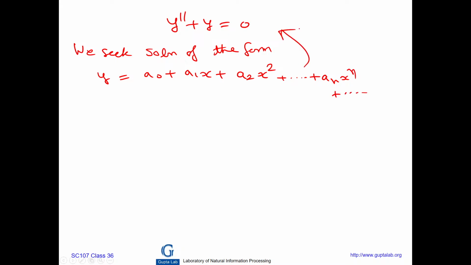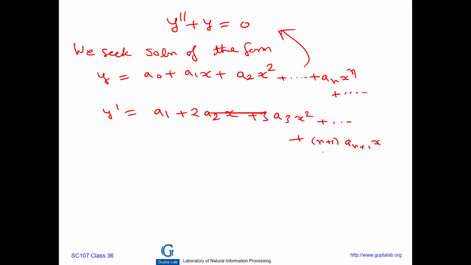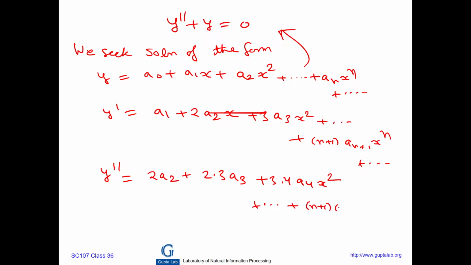We will substitute in this. So y prime will be what? a1 plus 2a2x plus 3a3x square and so on, (n plus 1) a_(n+1) x raised to power n and so on. y double prime will be 2a2 plus 2 times 3 a3 x plus 3 into 4 times a4 x square and so on, (n plus 1)(n plus 2) a_(n+2) x raised to power n and so on. We can differentiate once, differentiate twice.